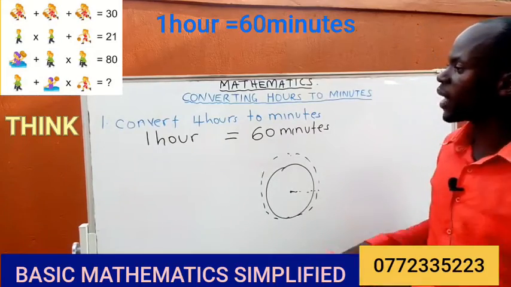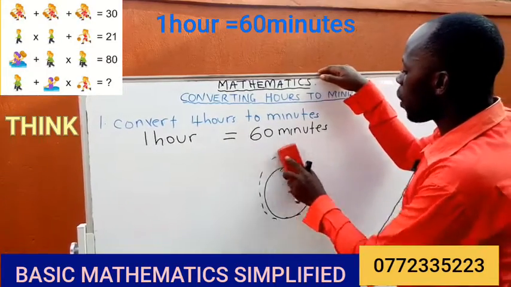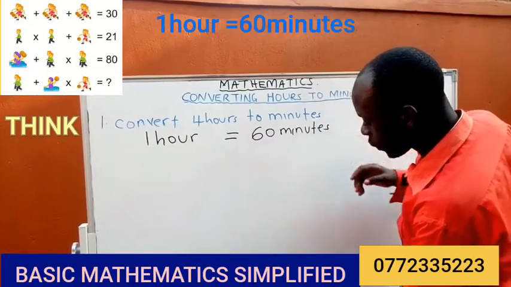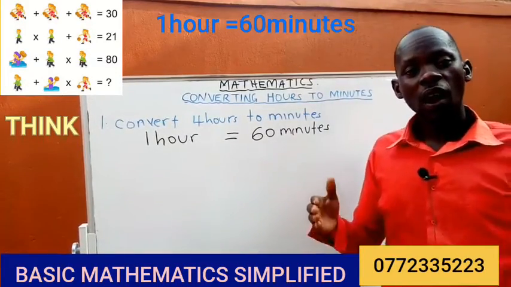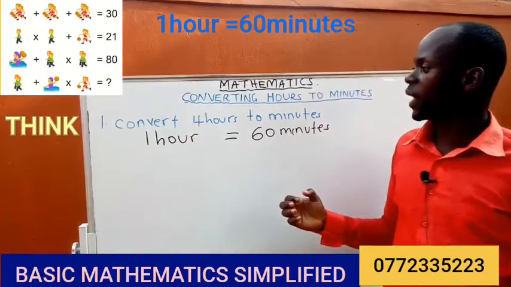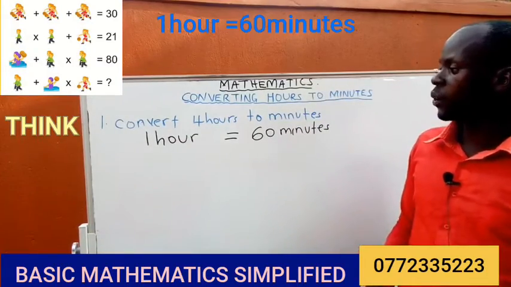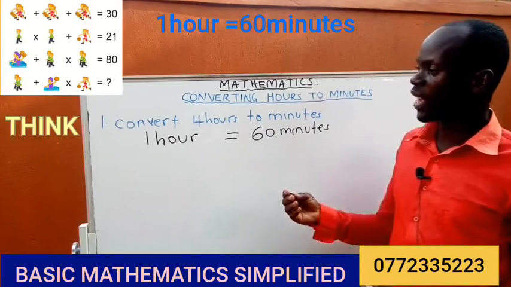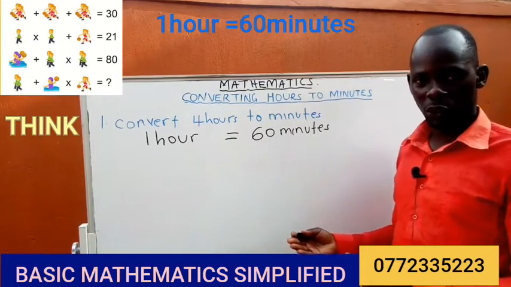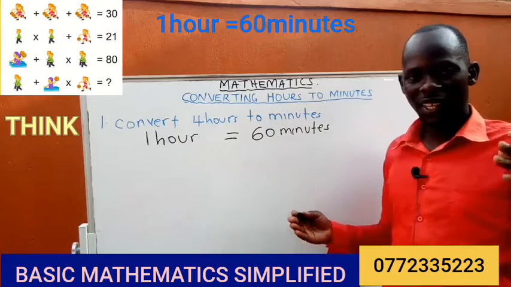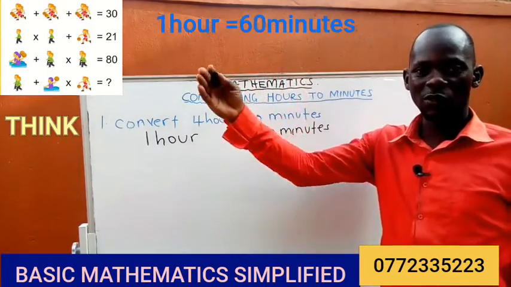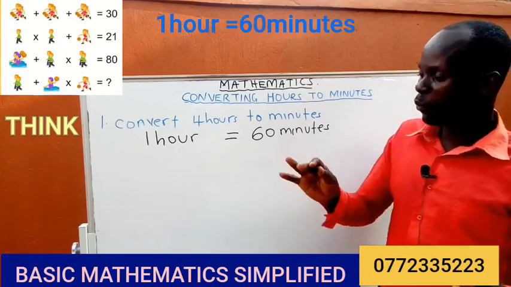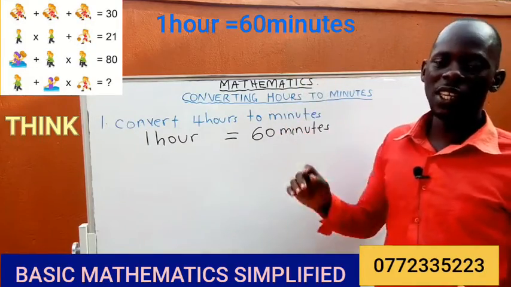But now this time they're telling us to convert 4 hours. Remember, this is 1 hour, 2 hours, 3 hours, 4 hours. Only 1 is 60 minutes. What about 4 hours? What we are going to do here is like direct proportion. When this side is increasing, the other one also increases. P7 and P6, you understand the word direct proportion. When one side increases, the other side also increases.